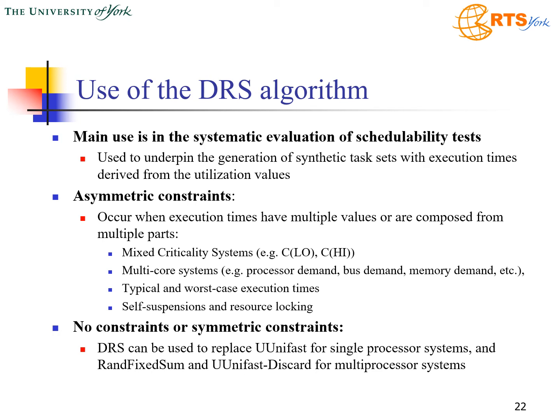DRS is also useful for systems where we're interested in typical and worst case execution times, and in systems that have both execution times and self-suspensions for tasks, or execution times and resource locking times. DRS can also be used for systems where there's no constraints or systematic constraints. Hence, it can be used as a replacement for U-unifast for single processor systems, and also for RAND-fixed sum and U-unifast discard for multiprocessor systems.